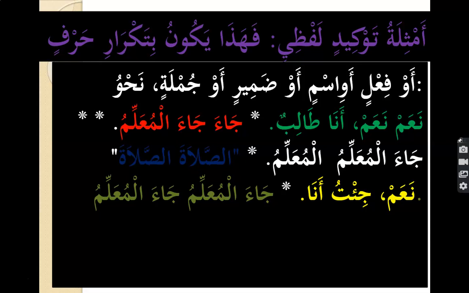نعم جئت أنا. نعم, yes, جئت, I came, أنا, I myself. So جئت, the doer, is in the position of raf' as the fa'il, and it is mu'akkad. The second ana is tawkidun lafzi.